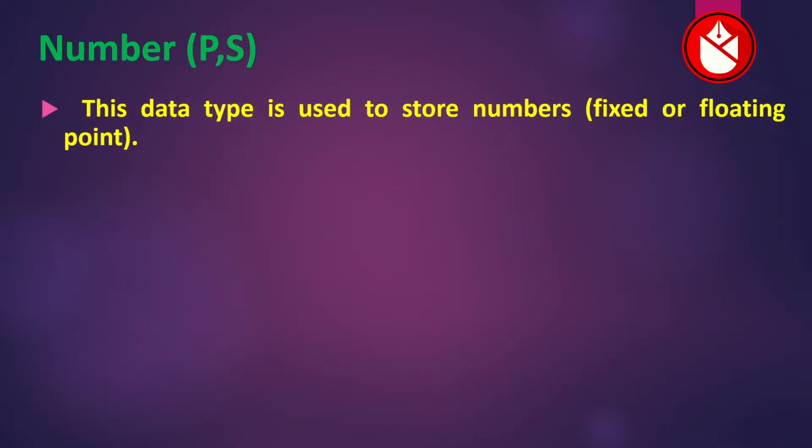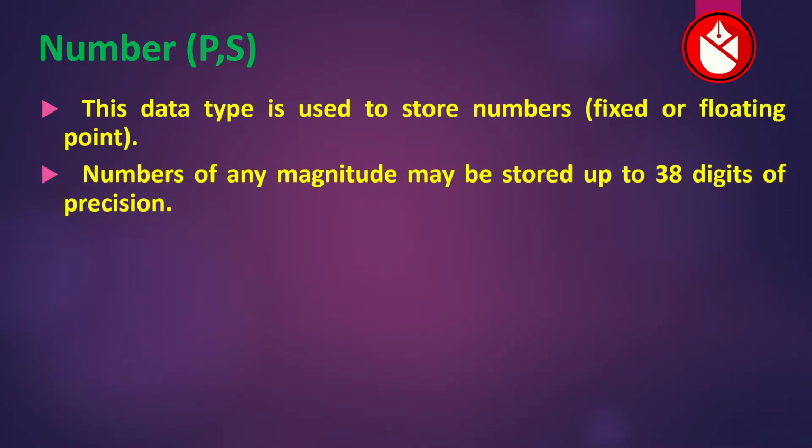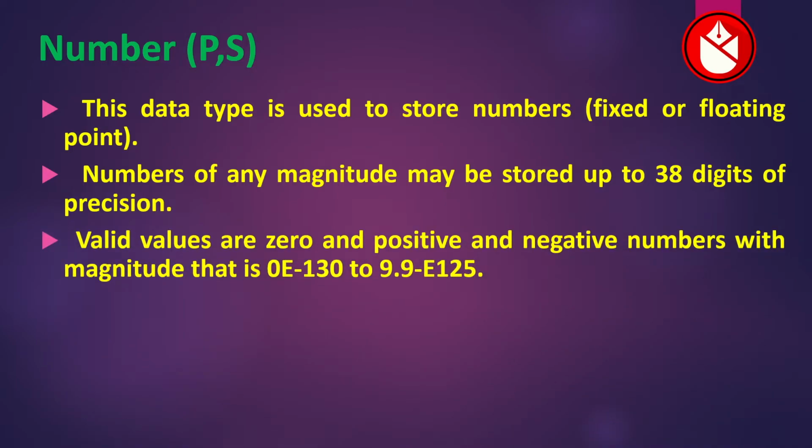The next data type is NUMBER with P, S in parentheses. This data type is used to store numbers. The numbers may be fixed or floating point. Numbers of any magnitude may be stored, up to 38 digits of precision. Valid values are 0 and positive and negative numbers with magnitude from 1.0E-130 to 9.9E125 in scientific notation.